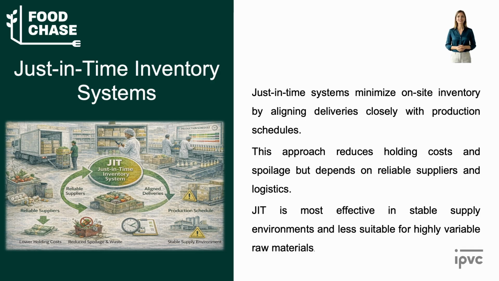Just-in-time inventory systems minimize on-site stock by aligning deliveries closely with production schedules. This reduces holding costs and spoilage but depends on reliable suppliers and logistics. JIT works best in stable supply environments and is less suitable for highly variable raw materials.